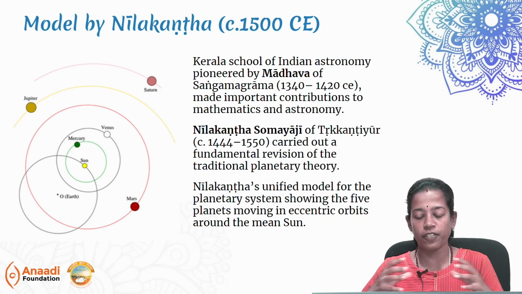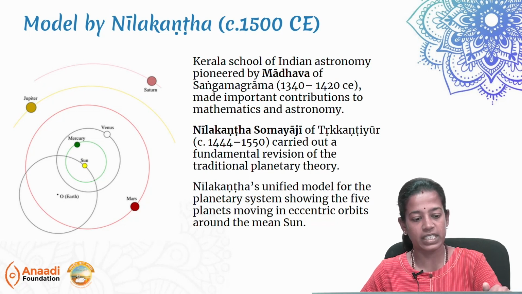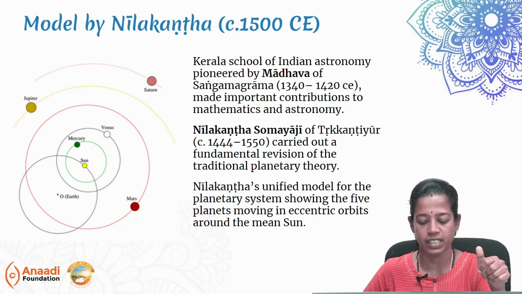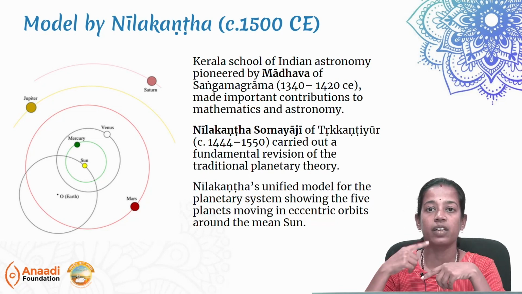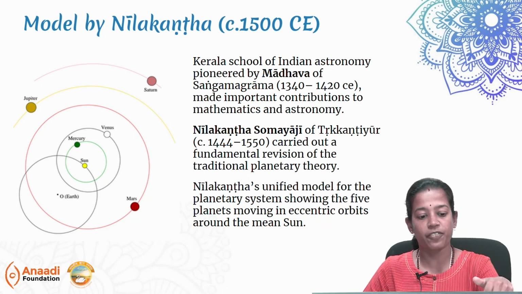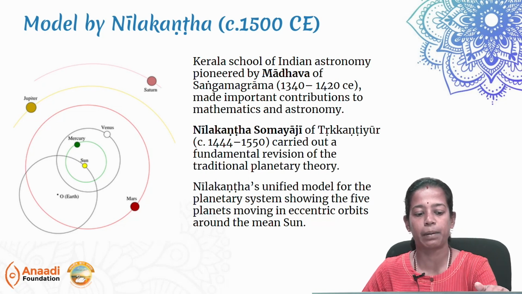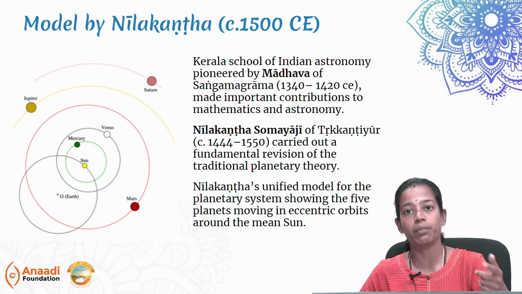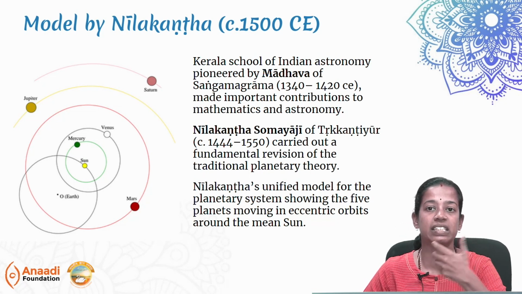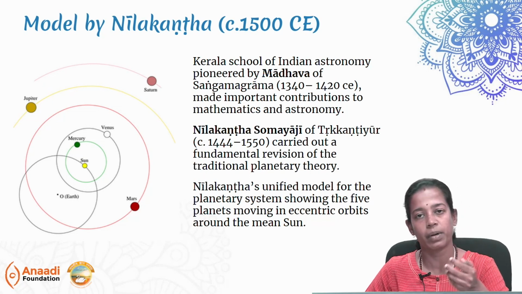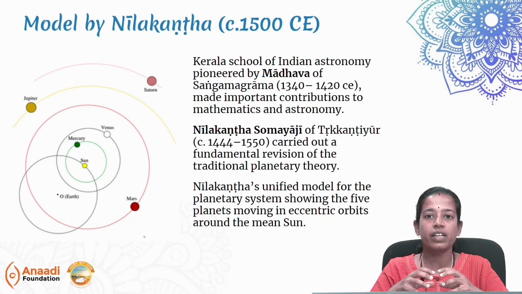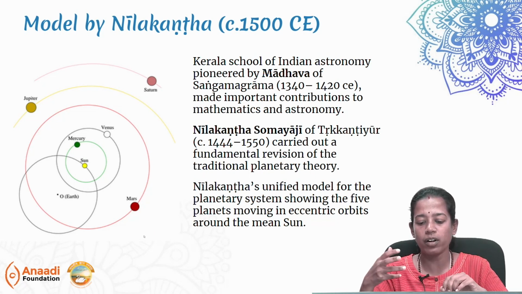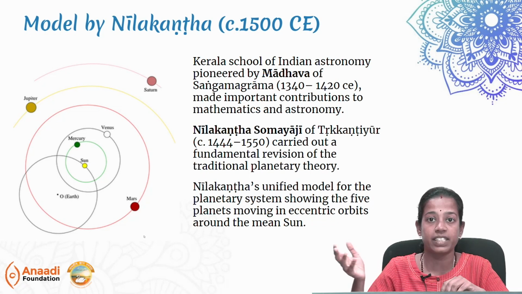So he created a unified model where he showed that, as you can see here, the point O in the diagram is where the earth is or the observer is. As per this model, the sun revolves around the earth. But the five other planets, namely Mercury, Venus, Mars, Jupiter and Saturn, all of them revolve around the mean sun in an eccentric orbit. What is an eccentric orbit? We will define it a little later. This model is the closest the Indian astronomers have come to the Keplerian model, which evolved a century later in the West.